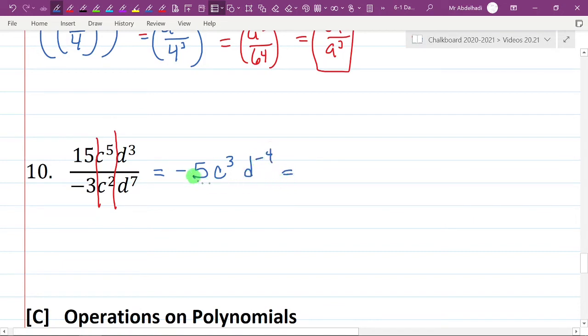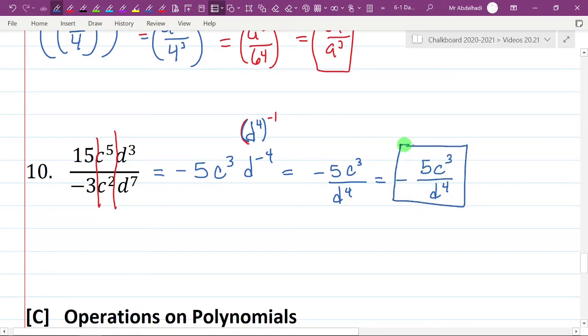And once you're done, you look and say, do I have any negative powers here? Because I can't leave any negative powers. Mr. Abdulhadi is going to take away a bunch of points. Well, yep, there's one right here. So this gets flipped. This is the same as, remember, d to the 4th with a flip. So this becomes negative 5 c to the 3rd, all on top, over d to the 4th. And now, like I told you, technically the negative should not be on the top or the bottom. The negative should be in the middle for the whole fraction. So this is your correct answer right there.